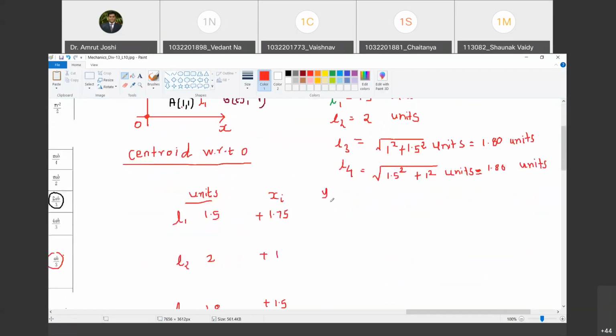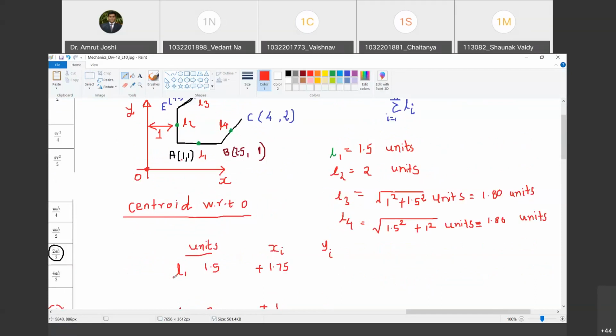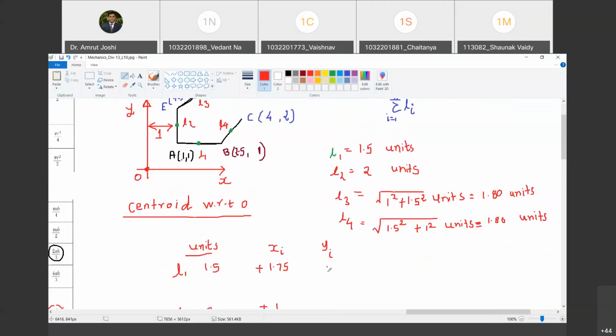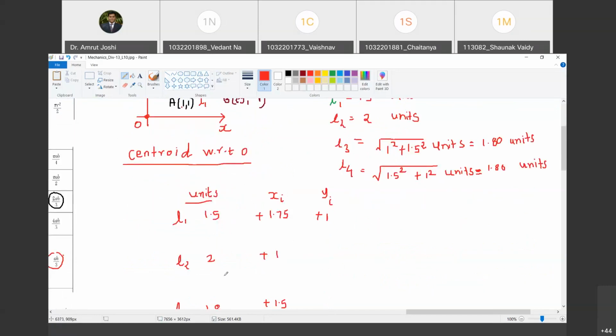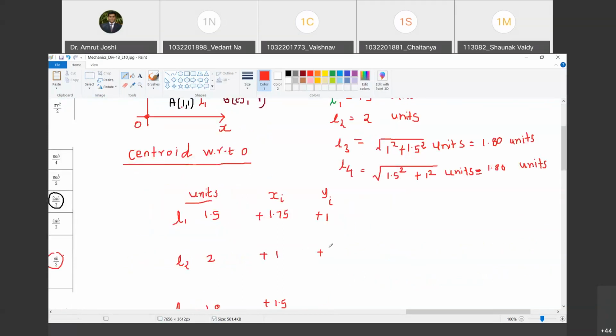Okay. Now let us go to yi. yi के लिए क्या करेंगे, वही चीज. I want to calculate yi for L1. So L1 के लिए yi कितना होगा, 1. Do you agree with me? Yes, sir. 1 plus 1 by 2. एक स्टैंडर्ड प्रोसीजर बोल रहा हूं मैं, तो ये +1. L2 के लिए कितना होगा बोलो? L2, 3 plus 1 by 2, that is +2. Happy?